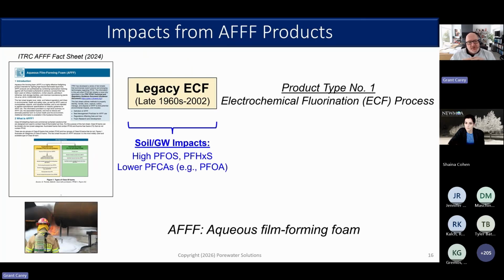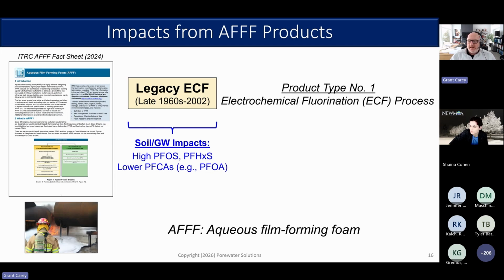ITRC has done an amazing job, I have to say. I was involved with the PFAS guidance manual up until about 2020, but it's really evolved since then. Lots of great information there. One thing I find really helpful is the ITRC AFFF fact sheet from 2024, available online. They go through a really good discussion of legacy ECF. This is AFFF products produced using electrochemical fluorination up until 2002. Only one company produced the ECF-based products, 3M, using that manufacturing process. All the other AFFF manufacturers use fluorotelomerization.